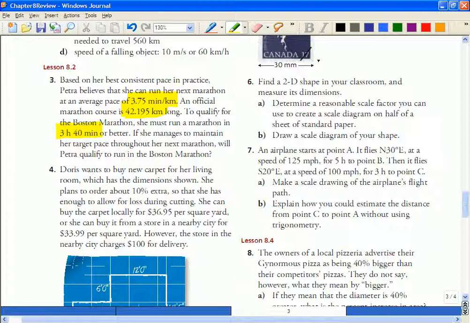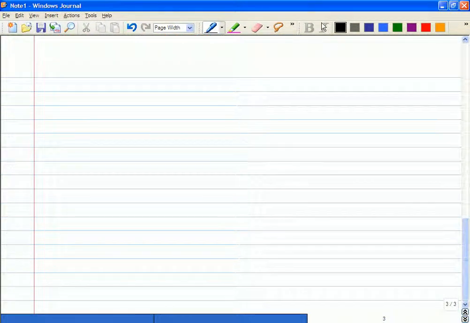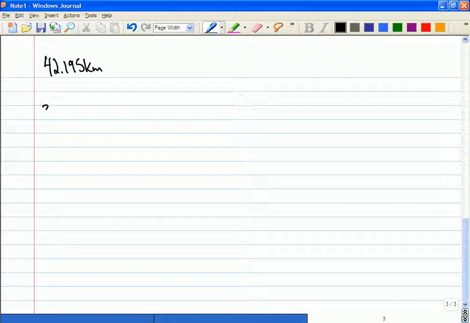So let's take a look and figure out how we could work with this problem. I'm just going to transfer those numbers to the other page. It's 42.195 kilometers. Her speed is 3.75 minutes per kilometer.